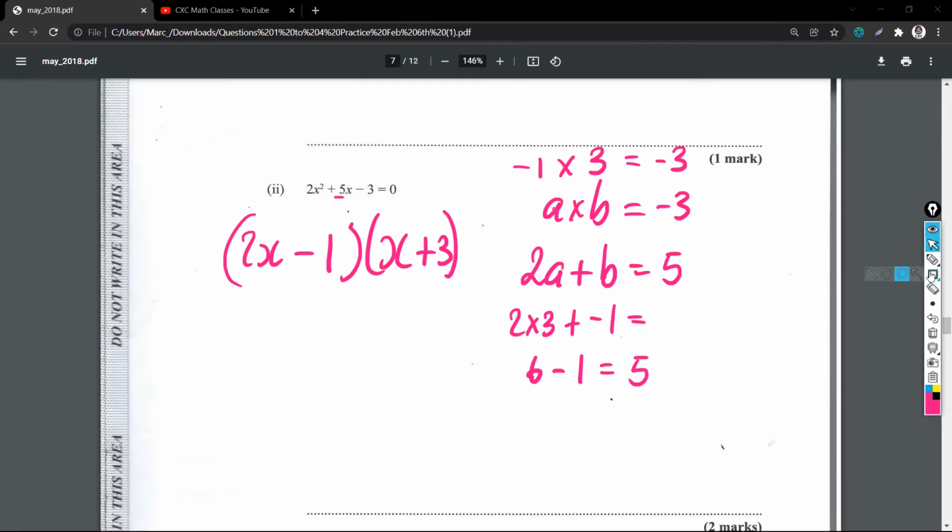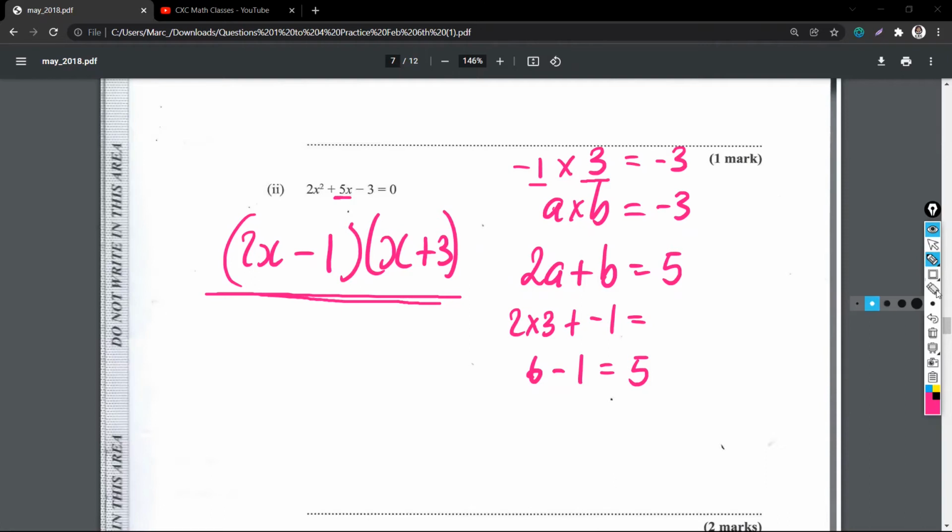Yeah, this is actually the answer, guys. Sorry about that. The 2 numbers you need are 3 and -1. 3 times the 2x will give you 6x, and x times the 1 will give you minus x, so 6x minus x will give you the 5x. This is the correct answer for this question.